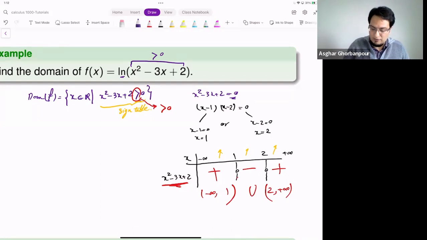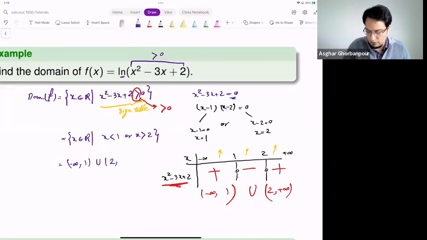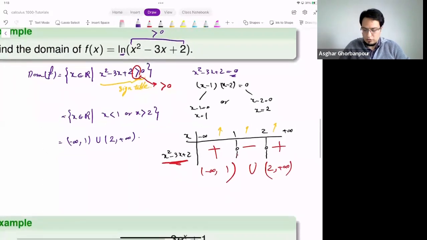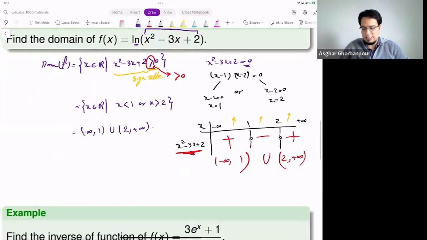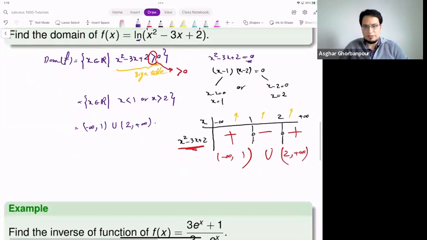So the domain we found is all x's in R for which x is less than 1 or x is bigger than 2, or equivalently, I can write it in interval notation with round brackets in this case. So you have to be able to do all those cases. Any questions, any comments before I move to the other one?